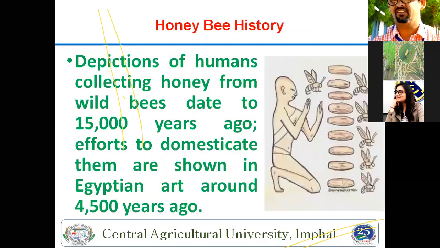If you see the history of bees, from which time they are coming: despite humans collecting honey from wild bees dating from 15,000 years ago. So this is the condition of honeybee, and it was domesticated and shown in Egyptian art around 4,500 years ago. So this is about the history of when we started with honeybee.